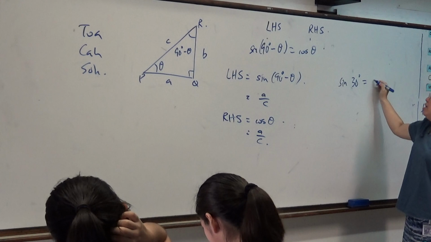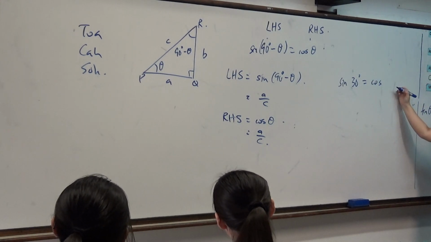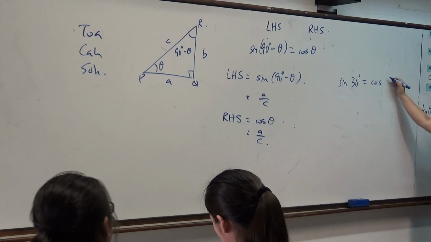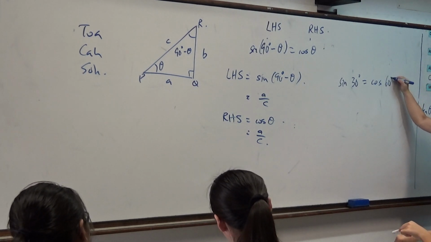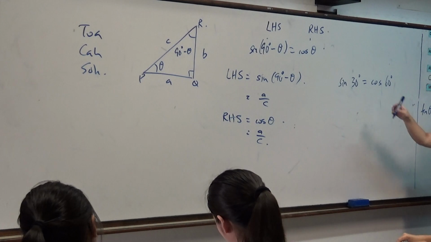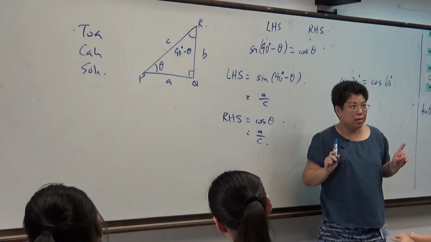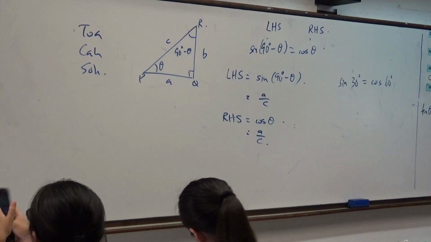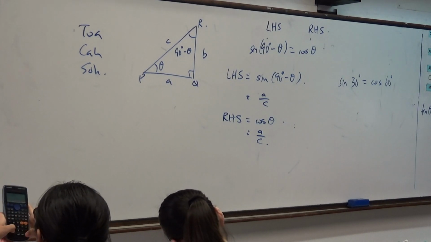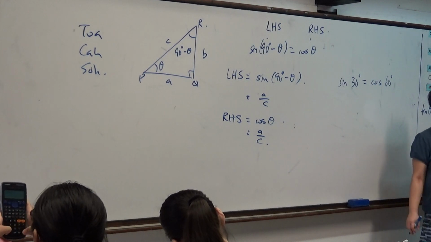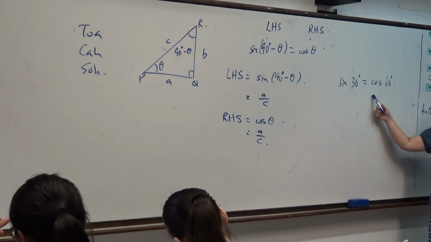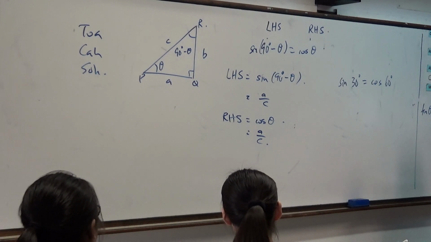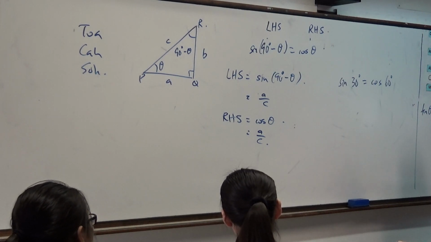Sine 30 degrees will be cosine what? Yes, cosine 60, right? These two add up together. Can you see? These two add up together 90? Sine 30 is cosine 60. Everybody okay? Now, actually, it's quite common. Just the triangle, the other way around.